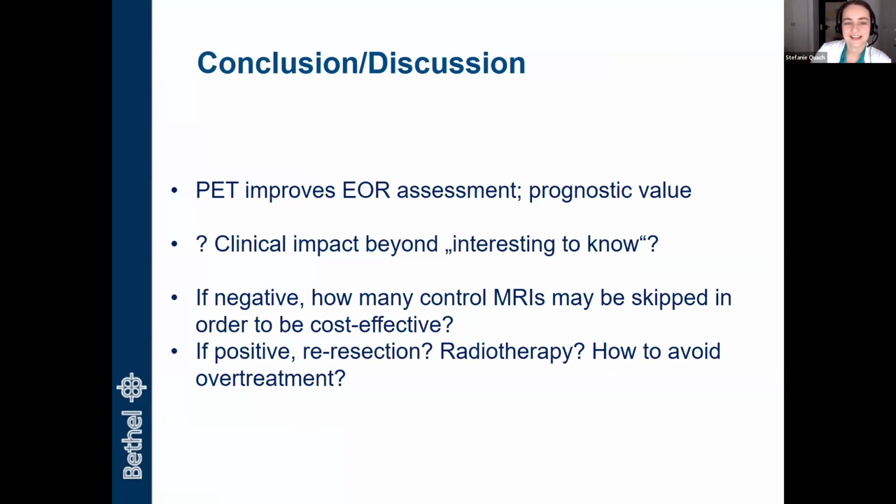Of course, the clinical impact beyond being interesting to know is still a matter of debate, because of course we all know that PET is expensive and is not very easy to acquire, especially in remote regions. And it will have to be seen how many control MRIs may actually be skipped in negative patients, in order to be cost effective for even that first PET-CT after resection. And also, if it's positive, do we offer re-resection? Do we treat with radiotherapy? How big is the risk to offer over-treatment to patients that would maybe not actually have had a recurrence? So this, I think, will remain a matter to be discussed in the future.